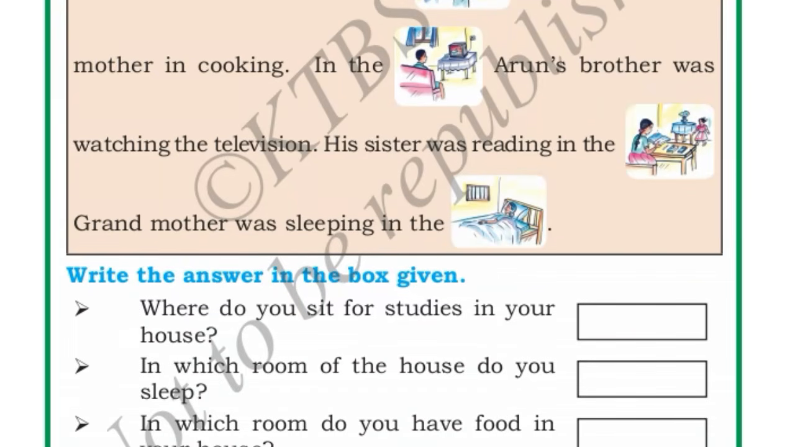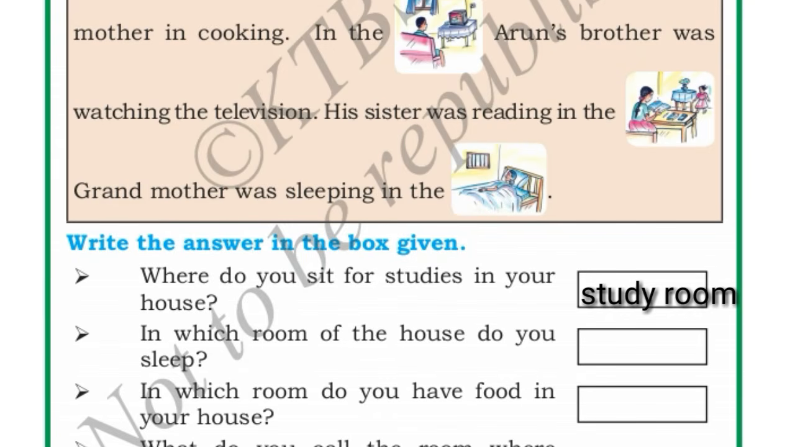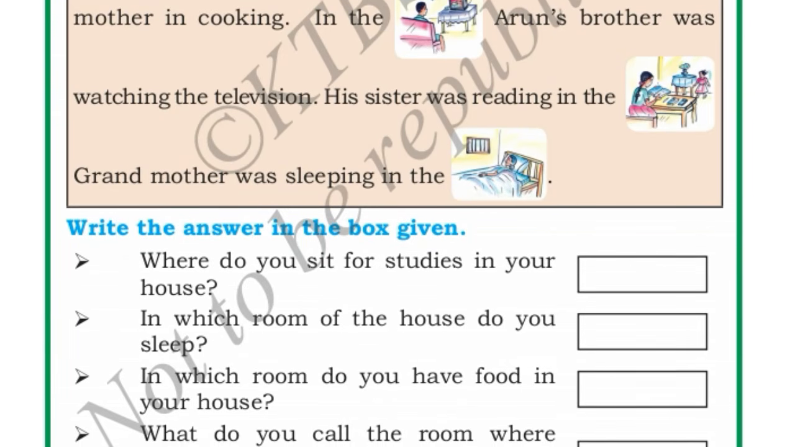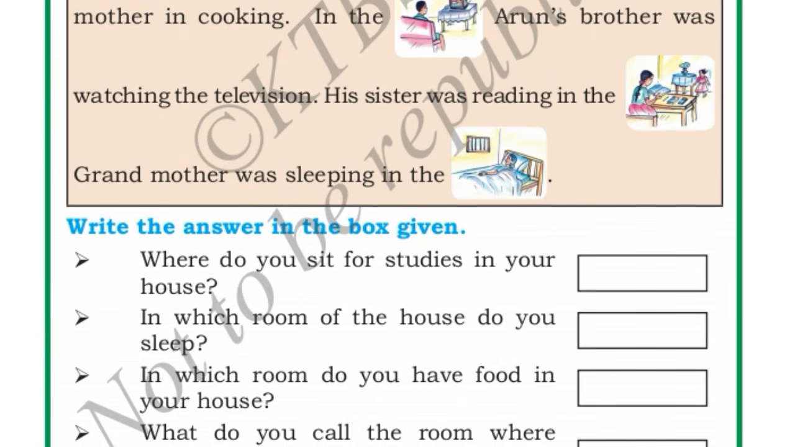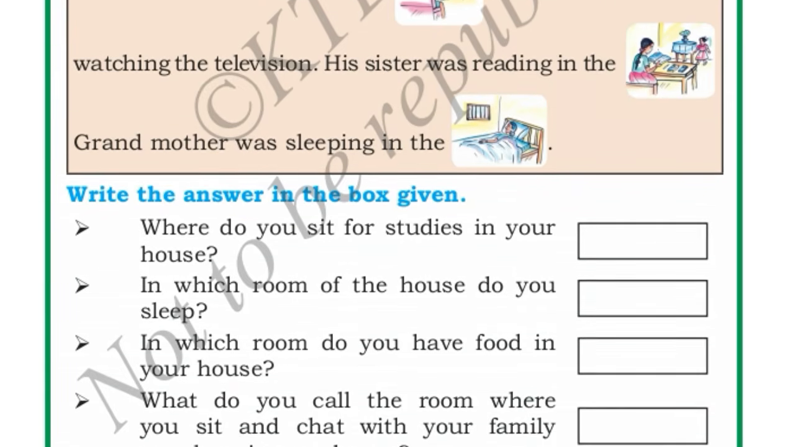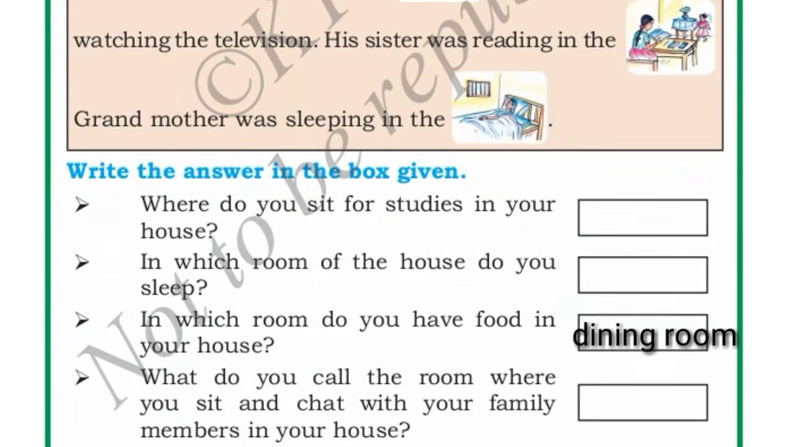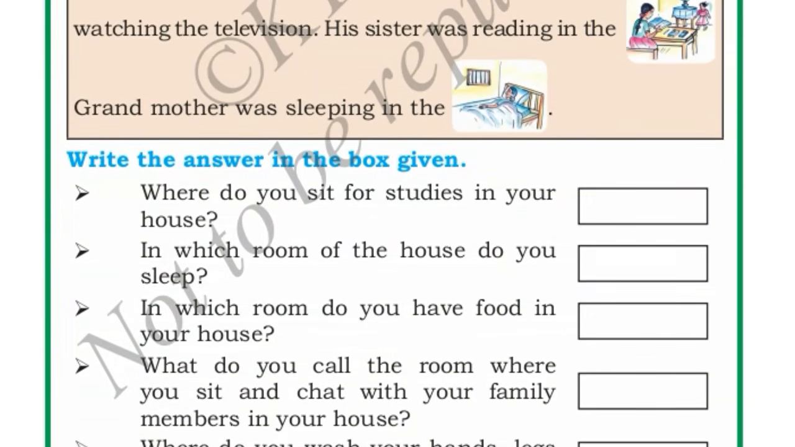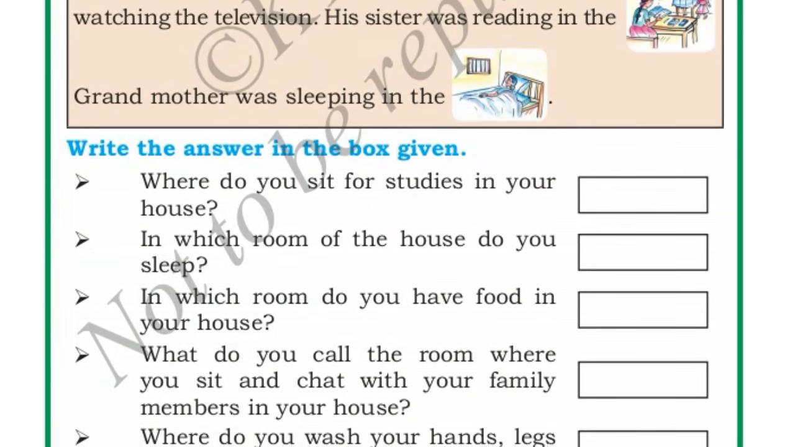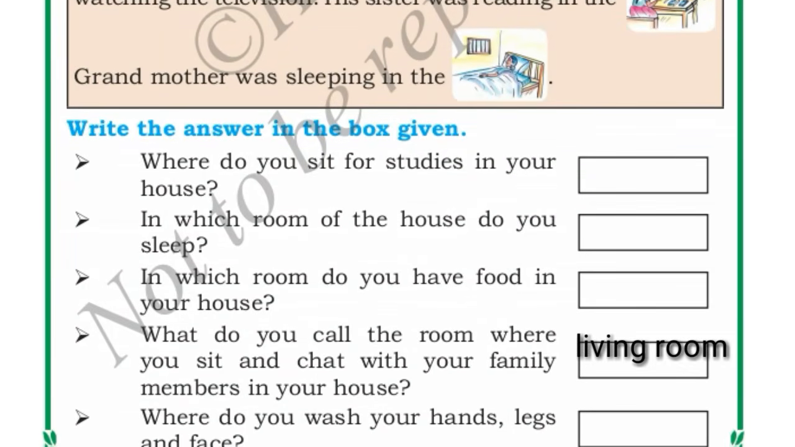Okay. Where do you sit for studies in your house, children? In your house, you sit for studies in the study room, right? So we will write here study room. In which room of the house do you sleep? You sleep in the bedroom. Next, in which room do you have food in your house? You have your food in your dining hall, right? Dining room. What do you call the room where you sit and chat with your family members in your house? So it is called living hall, living room.